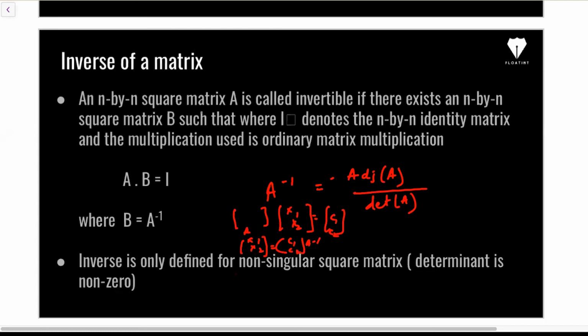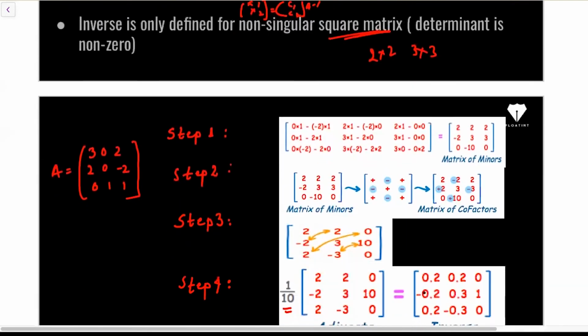Okay, and the next thing is that inverse is only defined for non-singular matrices. Non-singular, what does it mean? It means the determinant should not be 0, because if the determinant is 0, then the whole value will be undefined. You cannot divide by 0. And then it should be a square matrix. Square matrix means it should be 2 cross 2 or 3 cross 3. The number of rows should be equal to the number of columns.